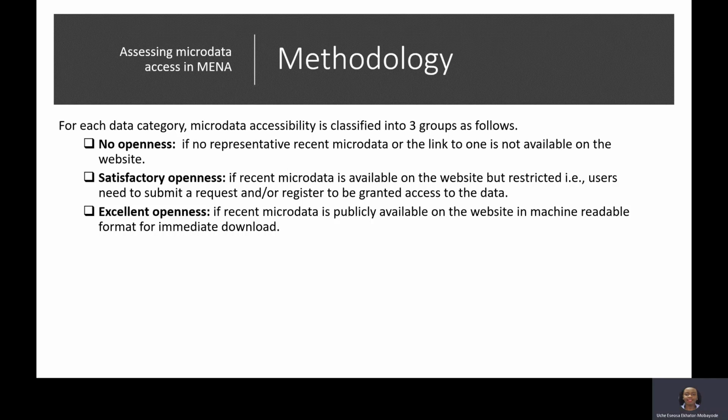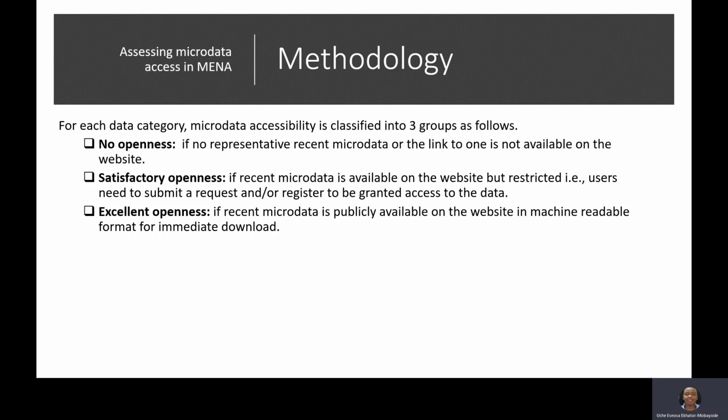We say a data set has satisfactory openness if the recent microdata is available on the website but is restricted. In this case, users would need to make a request or create an account before they are granted access to the data. And this is satisfactory because sometimes custodians of data want to know who's using their data, and this is acceptable. So we say that it's satisfactory openness.